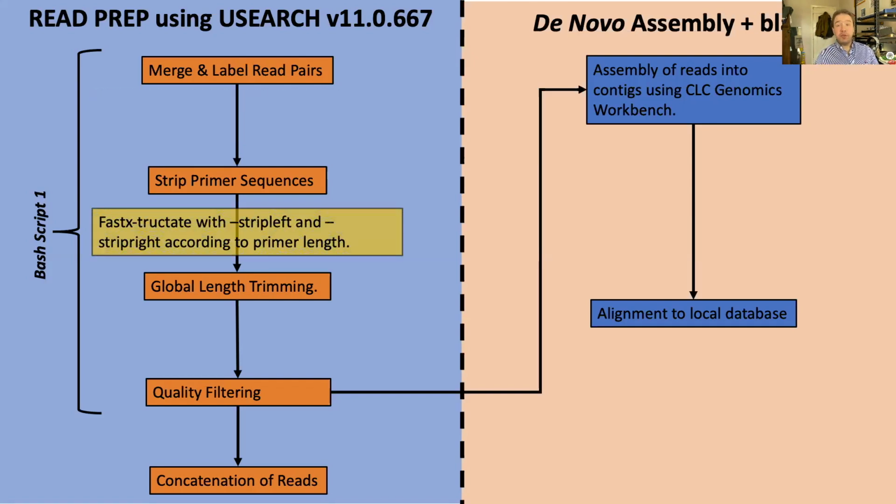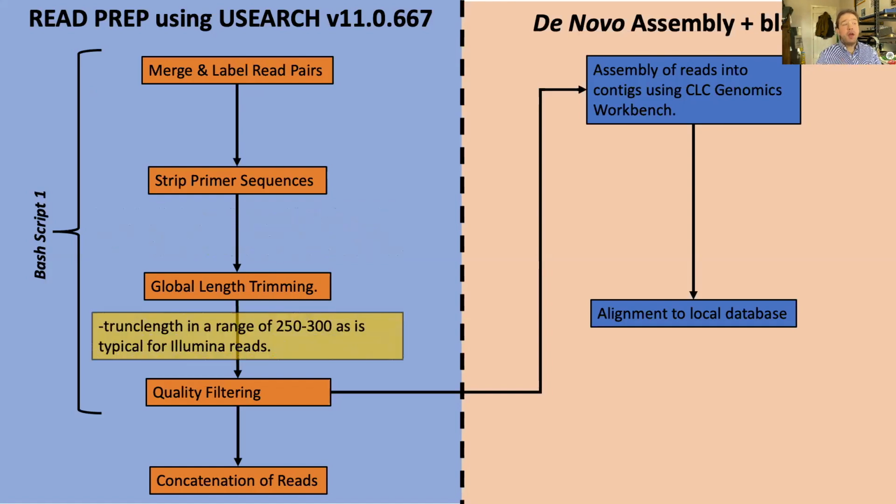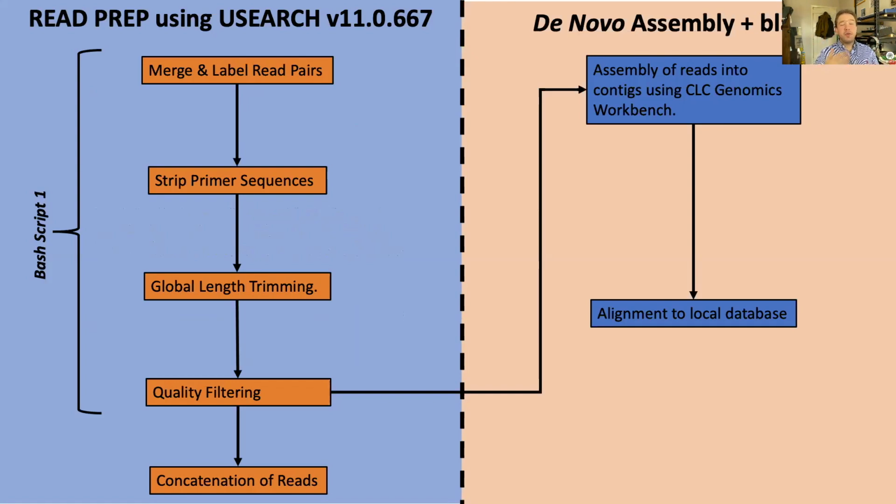We will strip primer sequences, as primer binding sequences will still be included in our reads and thus have to be removed. We will use fastx truncate for that and strip according to primer length. We will trim our reads globally in a range of 250 to 300, as is typical for Illumina reads. Length trimming is important to help locate unique sequences in the future. And of course, quality filter based on Q-score.